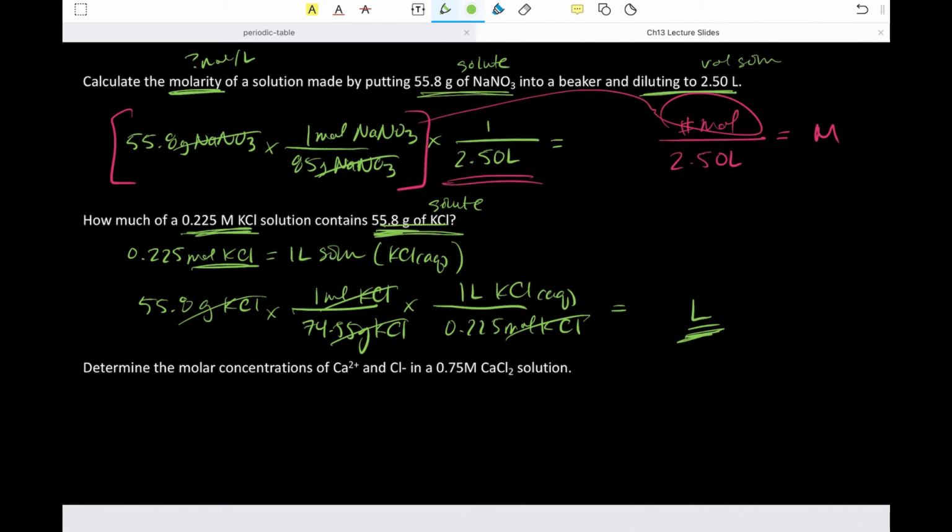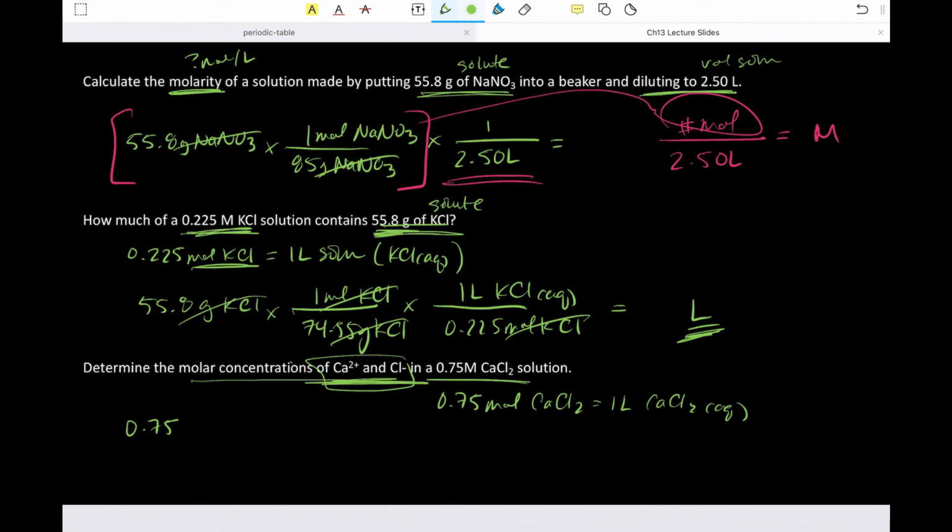All right, next up, determine the molar concentrations of these things in 0.75 molar CaCl2. So here, let's write this out again. 0.75 moles of CaCl2 are equal to 1 liter of CaCl2 aqueous. So now if we want to talk about molar concentrations of each of these, we're just going to have to write some relationships. So 0.75 moles of CaCl2 for every 1 liter of CaCl2 aqueous.